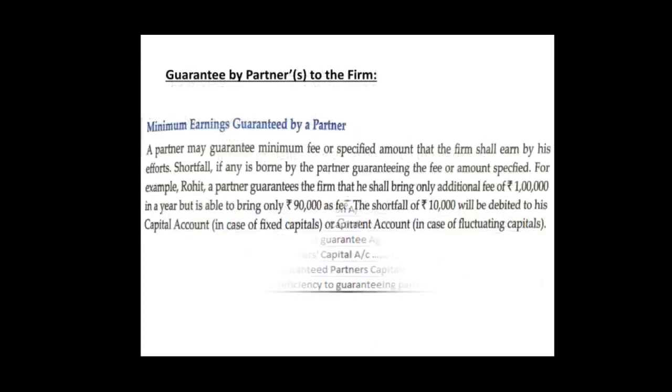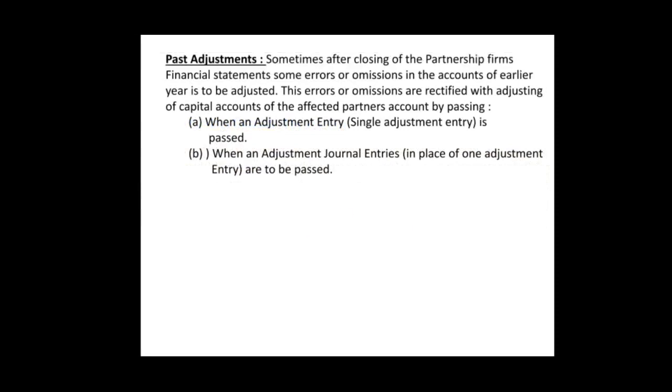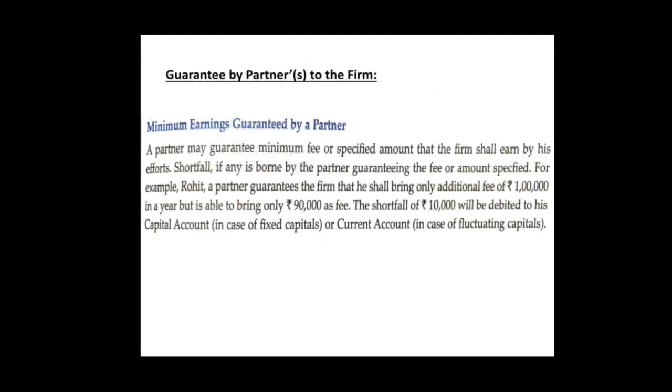And then comes your last part, that is sometimes guarantee by partners to the firm. Now sometimes partners also guarantee to the firm that if I am entering the business, I will be able to make you earn this much amount of rupees. Then this will also be calculated in this statement. A partner may guarantee a minimum fee or specified amount that the firm shall earn by his effort. Shortfall, if any, will be borne by the partner guaranteeing the fee or amount specified.